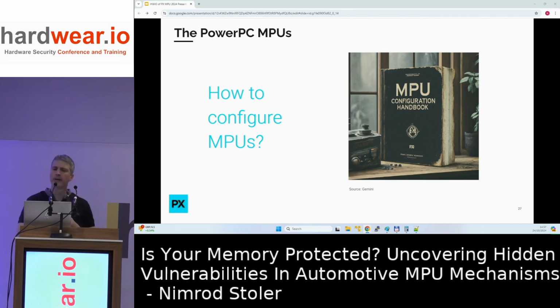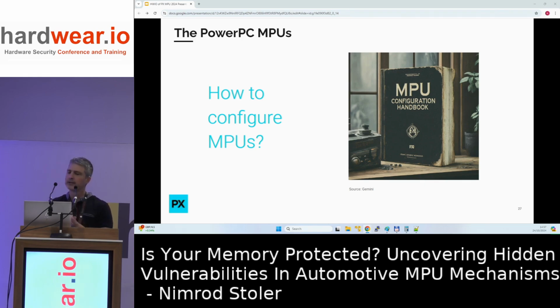So now that we know the basic types of MPUs and their importance to automotive applications, we can start our journey towards configuring them. But unfortunately, to us anyway, there's no MPU configuration handbook. The book you see on this slide was generated by the Gemini AI chatbot, and it's not real. Consider the scenario of an embedded system designer tasked with the setup of an automotive embedded system and then the configuration of its memory protection unit.